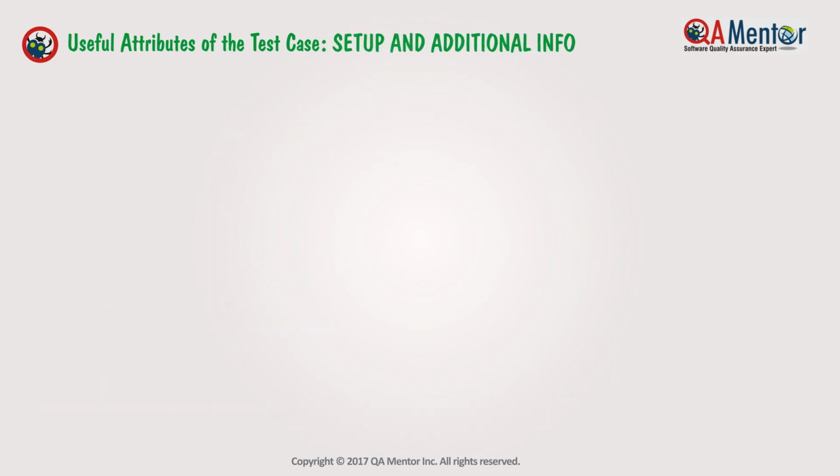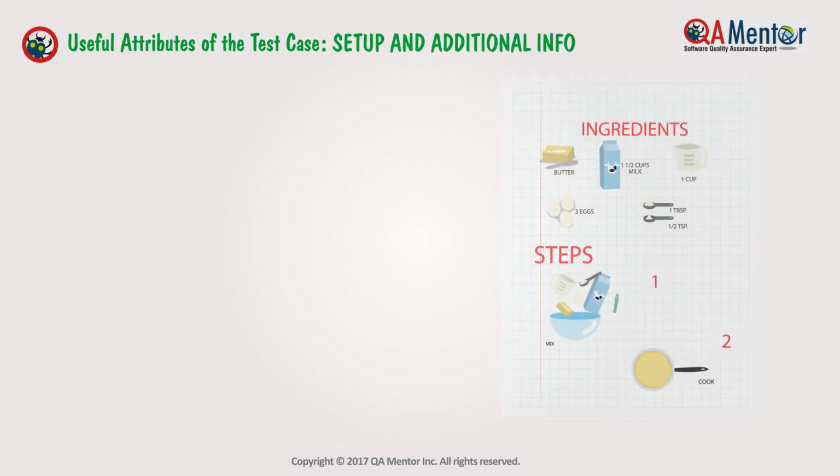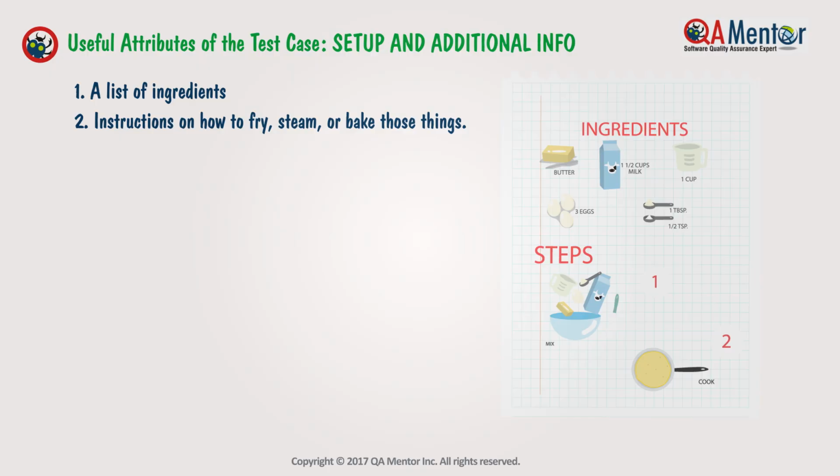Setup and additional info. A culinary recipe consists of two parts: a list of ingredients, instructions on how to fry, steam, or bake those things.